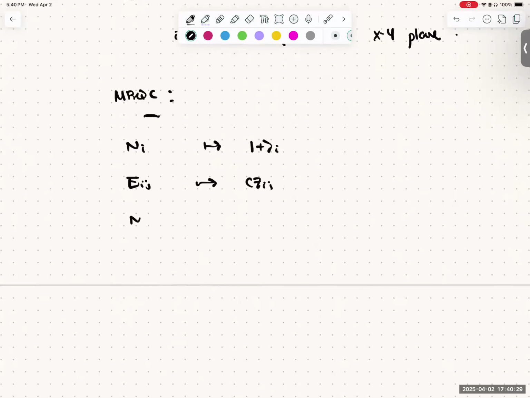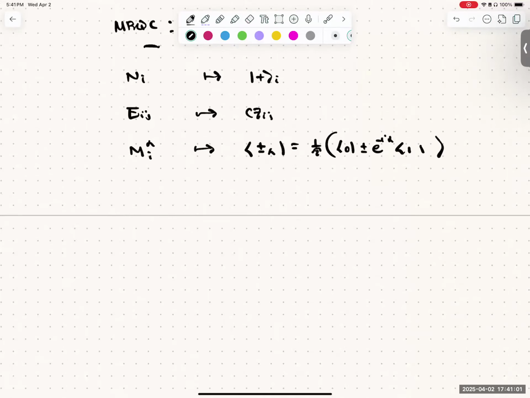You also have M. I can measure a qubit i at some angle alpha, which corresponds to applying a bra of this form. Maybe there's a square root of 2 here, 0 plus e to the minus i alpha 1, maybe plus or minus. And then you also have the corrections, which are very creatively named X_i and Z_i, which are just applying Pauli X_i and Z_i.